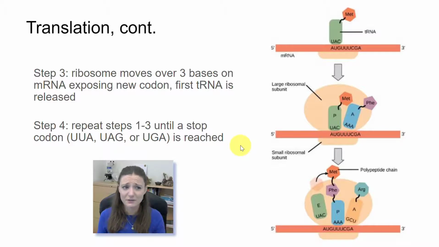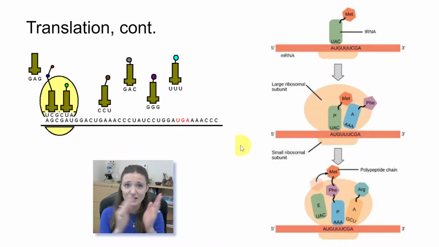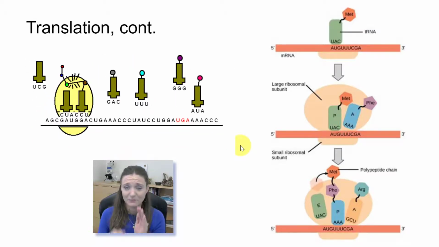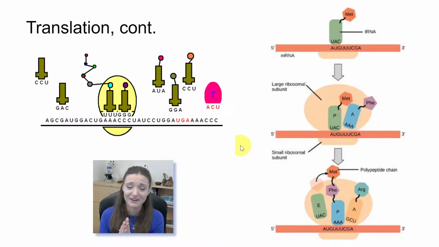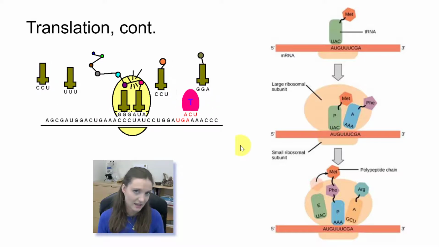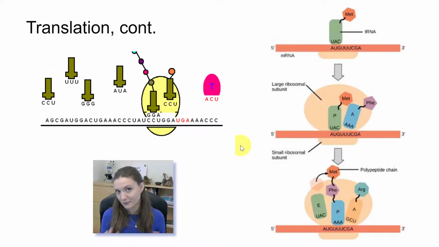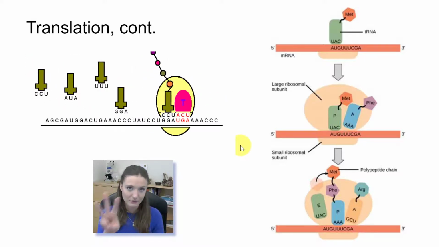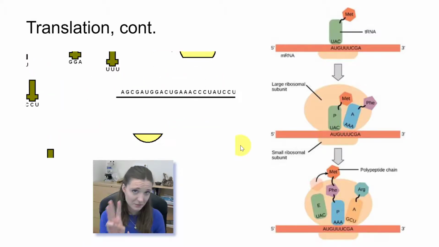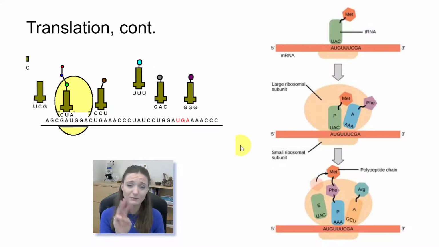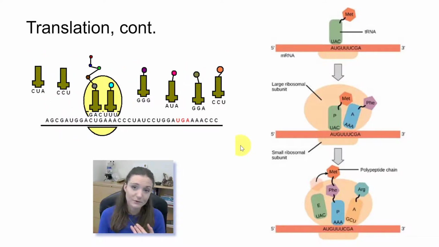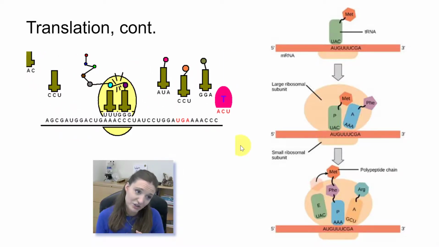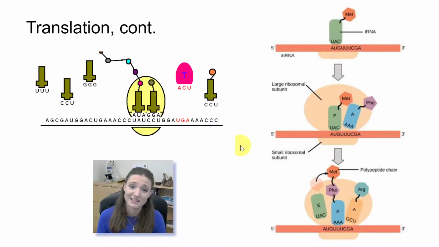So it's going to continue this process of connecting the chain, moving over 3 bases, new tRNA comes in, connect the chain, moving over 3 bases, new tRNA comes in, until we hit a region that's called a stop codon. A stop codon is 3 codons that do not correspond to amino acids. There are no amino acids connected with these codons. UUA, UAG, and UGA are these stop codons.